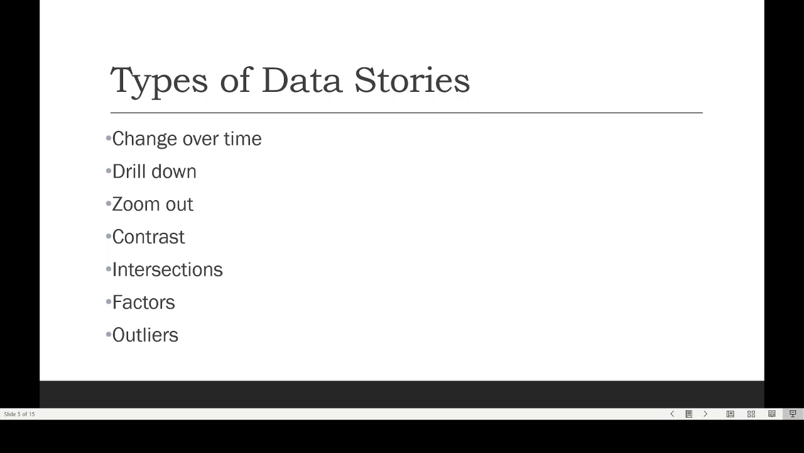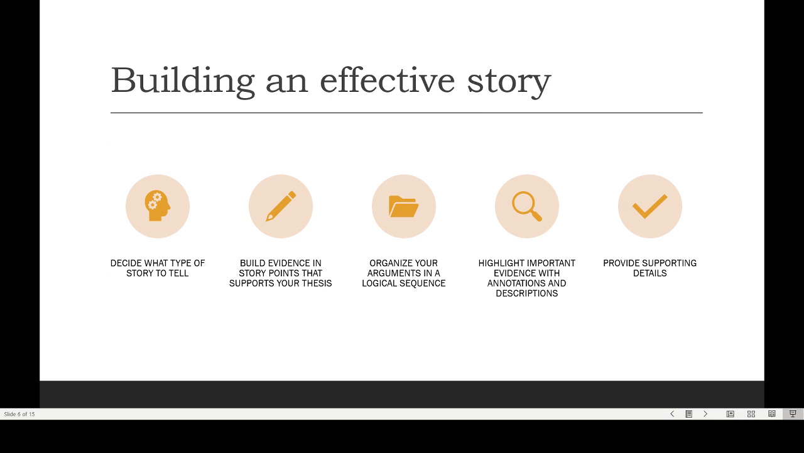Drill down is to dig deeper into your subject. Zoom out is to zoom out and look at the bigger picture. Contrast is making comparisons through your subject. Intersections is when you're looking at trends, and you see where trends intersect, where one takes over another, and you focus on what's going on there. Factors refers to looking at different categories of your subject, and then outliers are the oddballs: what's going on there?